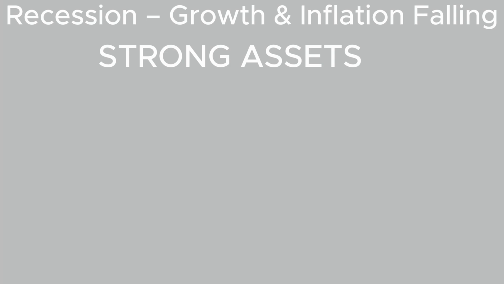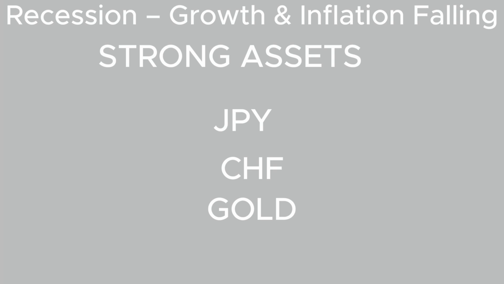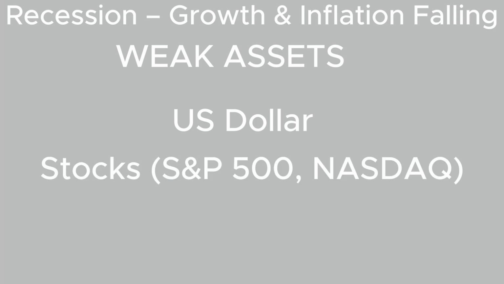Recession, growth and inflation falling. In a recession, economic growth contracts, unemployment rises, and inflation falls. Central banks respond by cutting interest rates, which fuels demand for safe haven assets. Best currencies and assets to trade are safe havens JPY, CHF, gold and silver. Weak performers are the US dollar and stocks, S&P 500, NASDAQ, which fall due to lower corporate earnings, and US oil demand weakens as production slows. Now that you understand the four market environments, you can align your trades with the economic cycle.